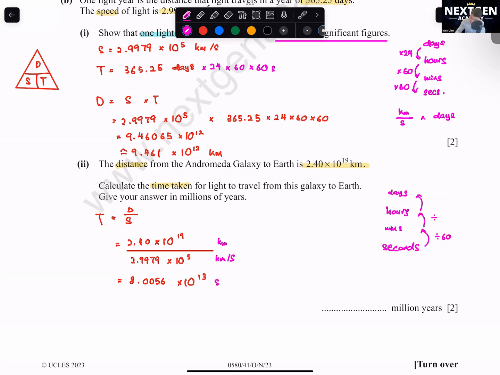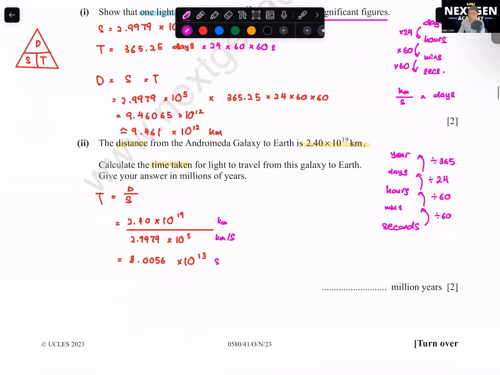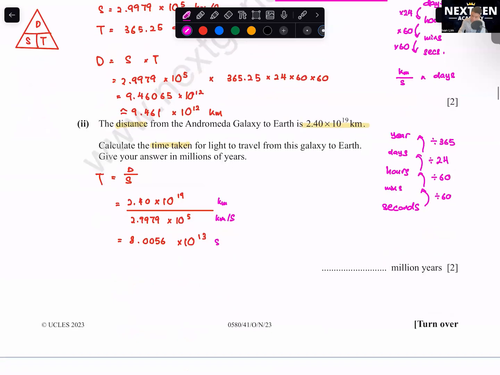Divide 60. Divide 60. Divide 24. Okay, then one more. Divide by year. Means you got 365 days. Okay, 365 days. You're gonna put it like this. Okay, the bottom here, you're gonna divide 60, 60, 24, 365.